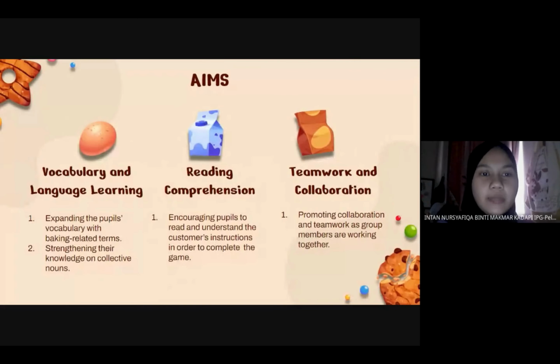Next is the aims of our product. First one is vocabulary and language learning. Through this game, it can expand the pupils' vocabulary with baking related terms, and also it can strengthen their knowledge on collective nouns. Other than that, for reading comprehension, it encourages pupils to read and also understand the customer's instructions in order to complete the game. And lastly, the aim of this product is promoting collaboration and also teamwork as group members are working together towards the game.